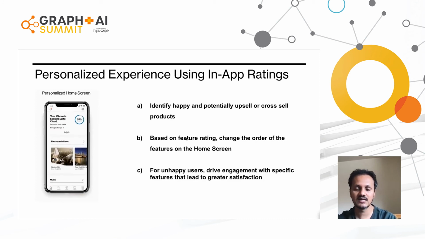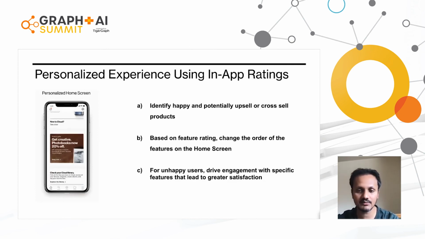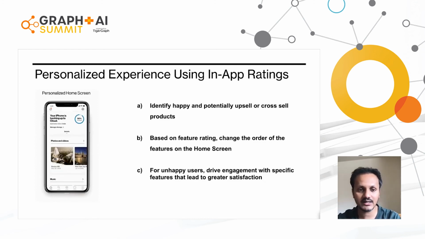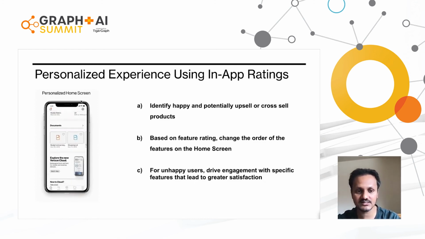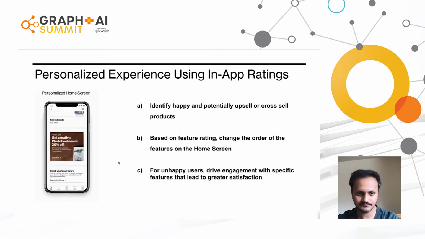Next, based on feature rating, because not only at an app level, now you have this rating at a feature level, you can rank the features. You can develop machine learning models or even simple algorithms where you automatically rank how the features show up on the home screen. So that's another cool thing that one could do.